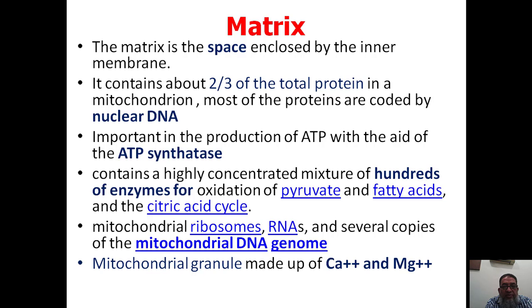Mitochondrial ribosomes, RNAs, and several copies of the mitochondrial DNA genome are also present in the matrix. Mitochondrial granules are made up of calcium and magnesium ions. Granules जो नजर आते हैं मैट्रिक्स में वो calcium ion के हैं, magnesium ion to regulate their metabolism. Mitochondrial DNA is self-sufficient in producing some parts of the protein required for the mitochondria, although the mitochondria is dependent on the nuclear DNA as well.